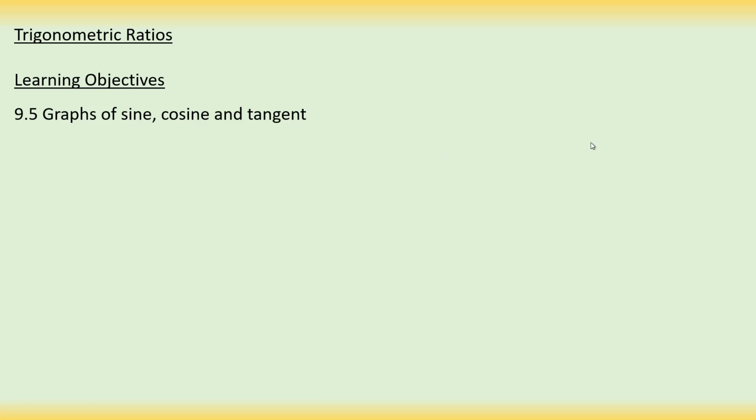Okay, so we're looking at graphs then. Graphs of sine, cosine and tan. You need to be able to identify, sketch and use these three graphs. So let's get the lesson objectives down, and then when you're ready hit play again and we'll look at these three graphs.